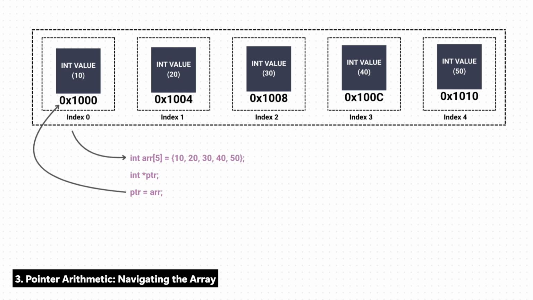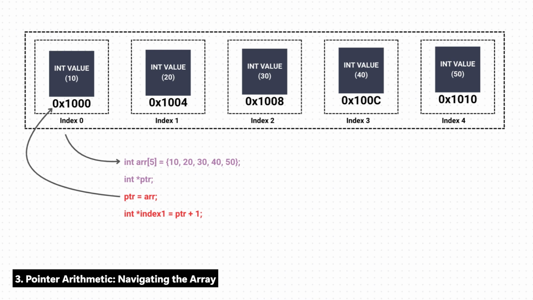3. Pointer arithmetic: navigating the array. Because the elements of an array are sequential, we can use simple arithmetic on a pointer to move from one element to the next. This is called pointer arithmetic. If PTR points to the start of the array, ARR sub 0, what happens if we add 1?